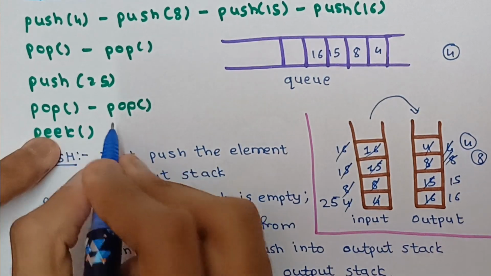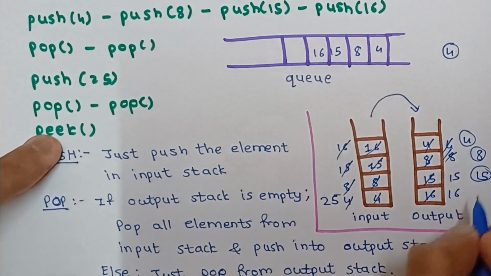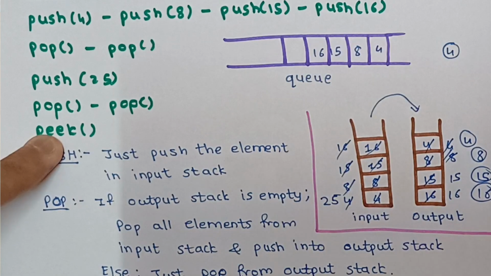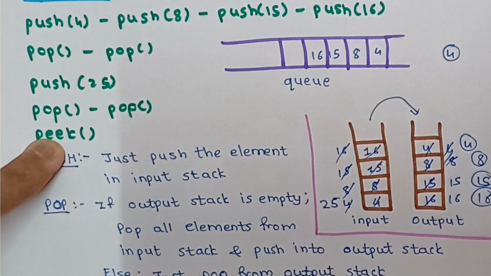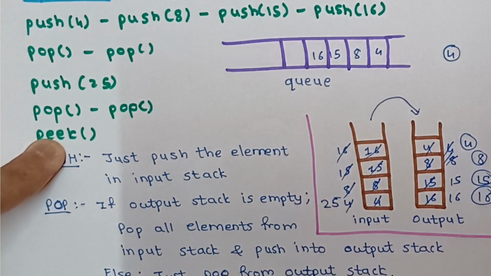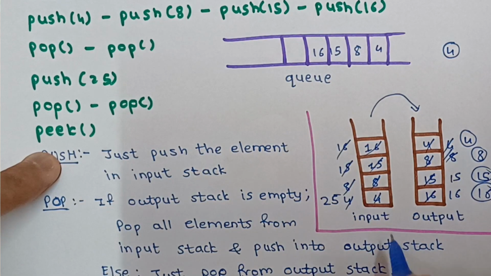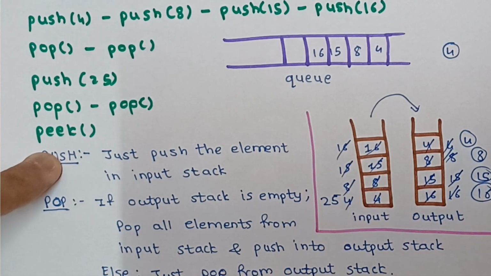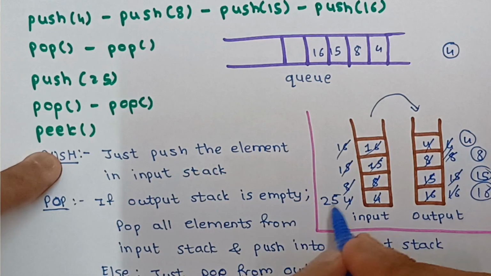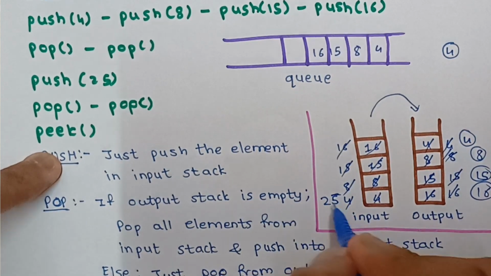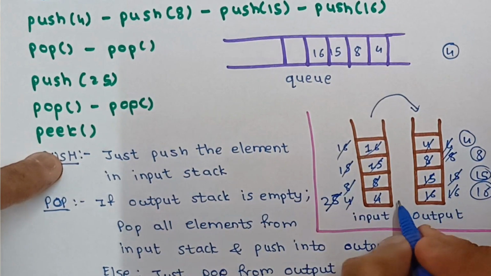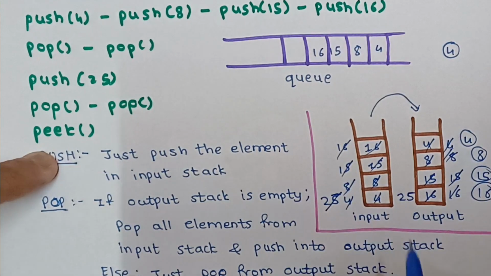Now, two pops are there: 15 is popped out and 16 is popped out. The sequence of popping will be 4, 8, 15 and 16. Now our output stack is empty. So now we have to pop this 25 from the input stack and push it into the output stack. Now our output stack consists of 25.